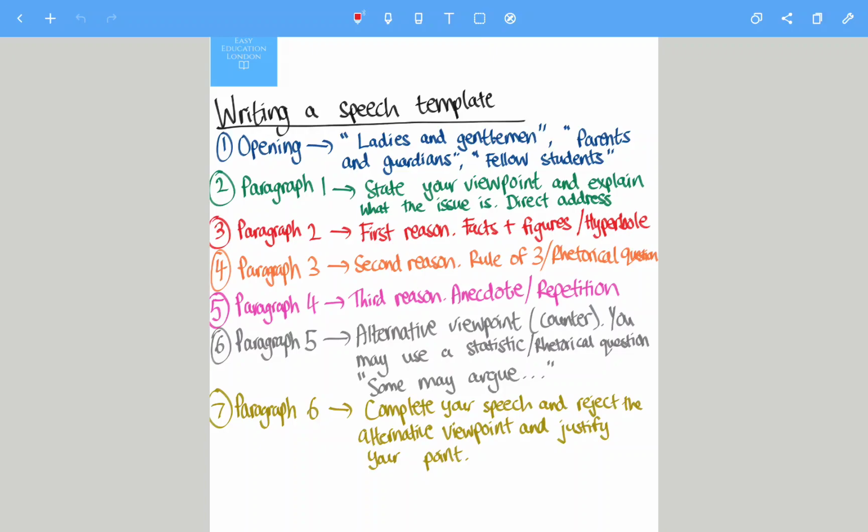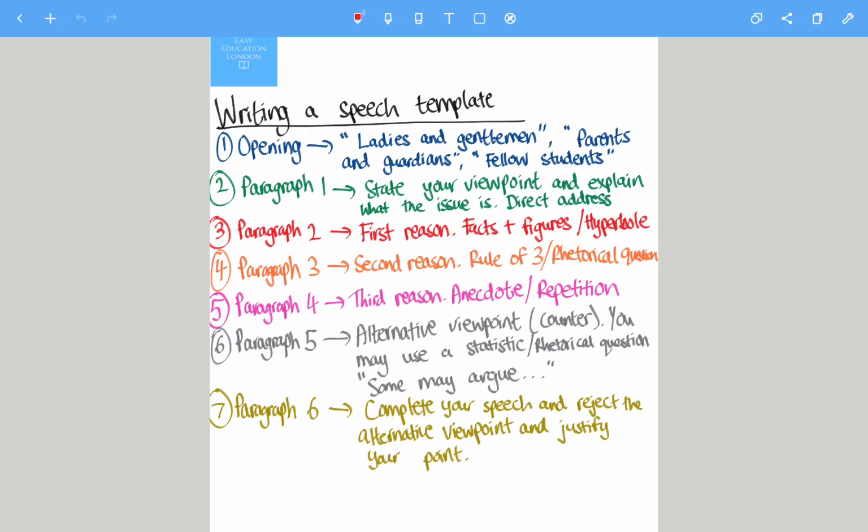Paragraph 3 is your second reason. So here you would use a rule of 3 or even a rhetorical question to keep the audience engaged. Paragraph 4 is your third reason. Here you may want to use an anecdote or even repetition. The anecdote you decide to use, again, it needs to be related to your viewpoint and it must also help portray that viewpoint. Paragraph 5, you may want to decide to provide an alternative viewpoint.